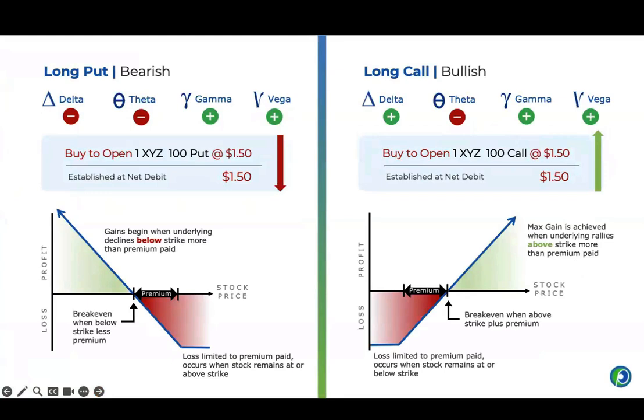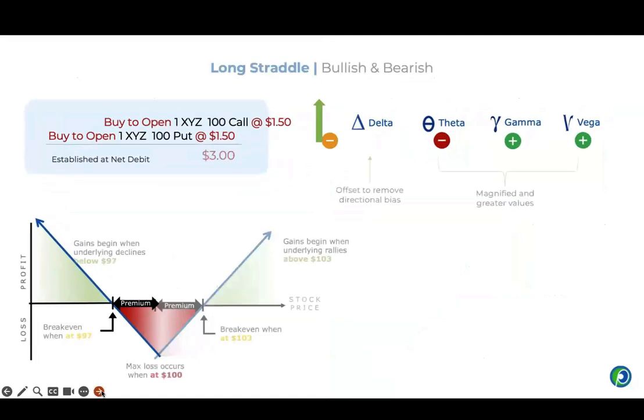So example here, buy to open 1 XYZ 100 put at $1.50. We need it to go lower than 100, by more than 1.50, in order to start gaining some premium. Long call is just the opposite because it's bullish. We need it to go above 100 by more than 1.50, and then we'll start gaining some funds on that. It's going to start being profitable. Let's put these together, and this is what makes up a long straddle.